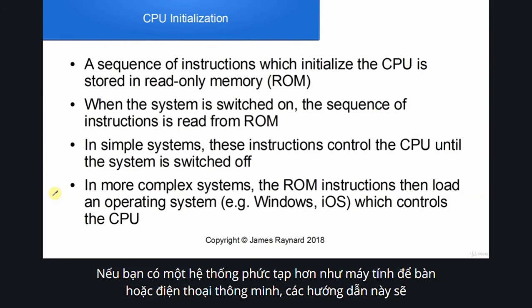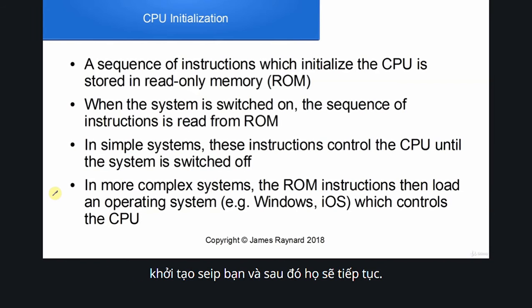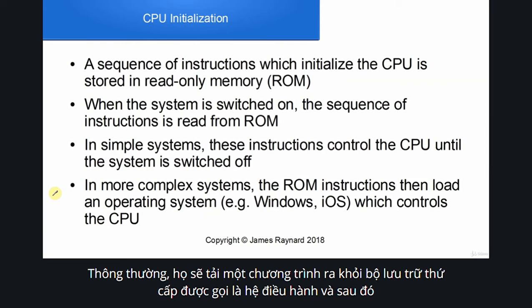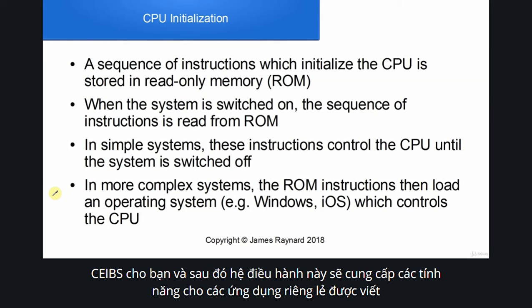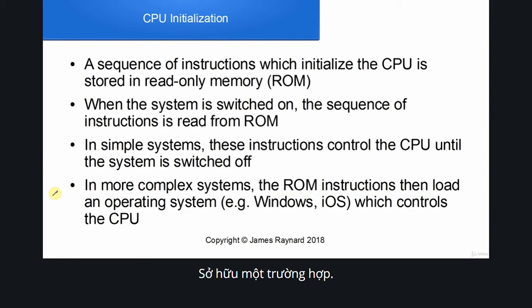If you have a more complex system like a desktop computer or a smartphone, these ROM instructions will initialize the CPU, and then they'll continue. Typically they'll load a program off the secondary storage, which is called an operating system, and then this operating system, which could be Windows or iOS for example, will carry on running and controlling the CPU, and then this operating system will provide features for individual applications written by programmers to run.